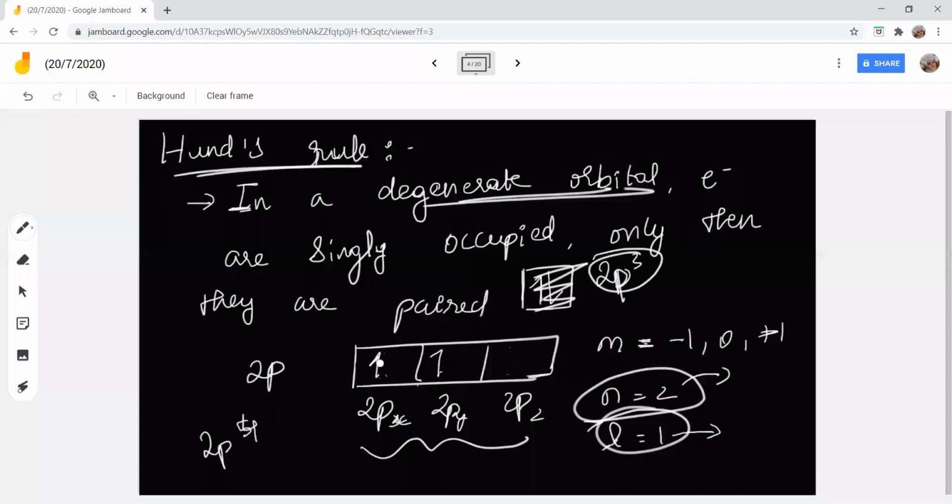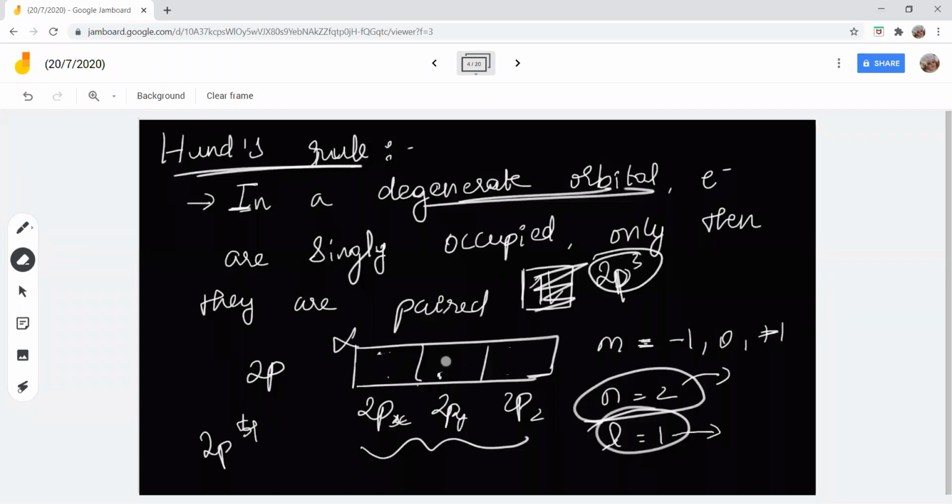Either, do you know in English, Tamil? Yes, ma'am. So if I fill the first orbital with 2 electrons and then the second orbital, I can also fill it like this, right? Yes, ma'am. But this is wrong. Why? Because all three have the same energy.